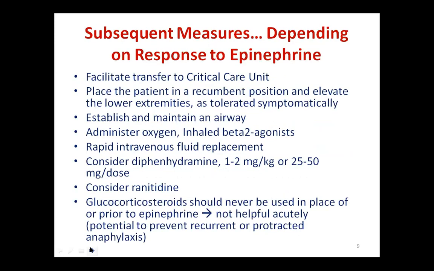And apart from that, there are some other therapy we have to consider, and that depends on how the patient is responding to adrenaline therapy. The most important part is facilitation of the patient to the critical care unit. How we can transfer the patient to the critical care unit, we should consider that. And how we position the patient is again a very important thing. Place the patient in recumbent position and elevate the lower extremities. It is very important. But in case of vomiting, the patient should be turned on one side.